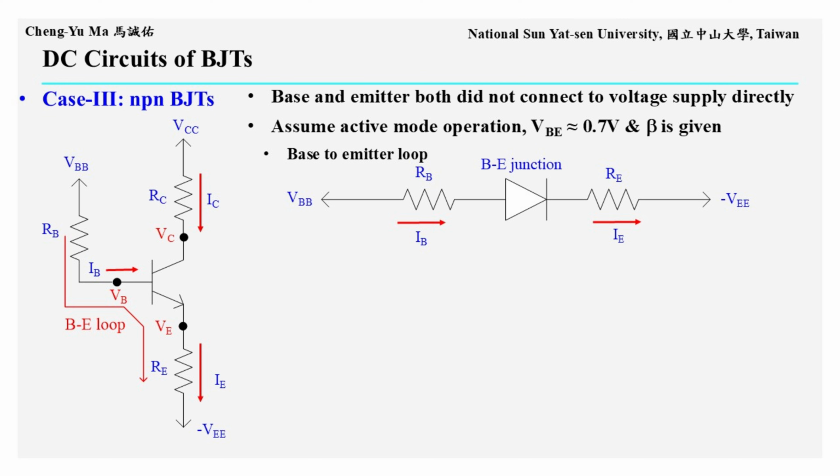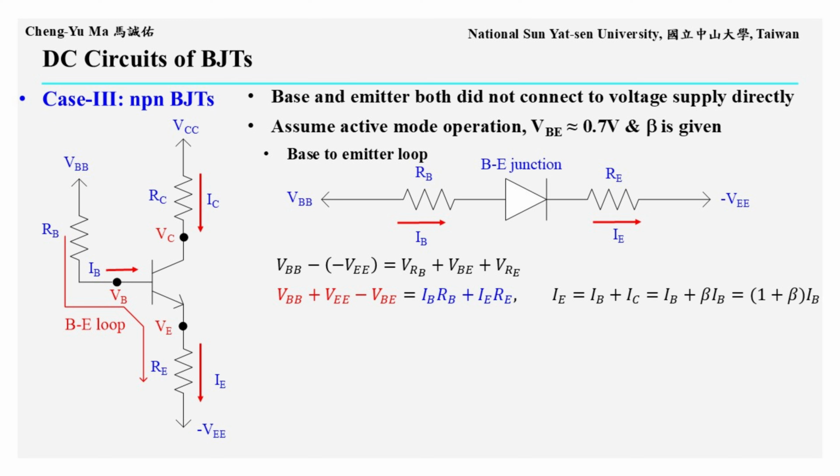Starting from the DC bias voltage VBB, the path passes through RB, then through the BE PN junction, then through RE, and finally reaches the emitter side DC bias voltage, negative VEE. The total voltage difference along this path is VBB minus negative VEE. This total voltage is dropped across three elements, the resistor RB, the BE junction, and the resistor RE. Therefore, VBB minus negative VEE equals VRB plus VBE plus VRE.